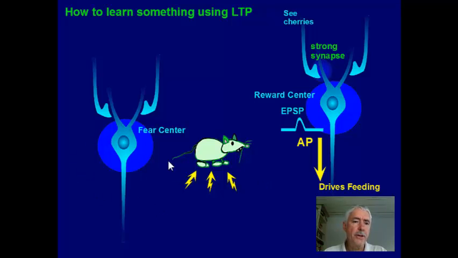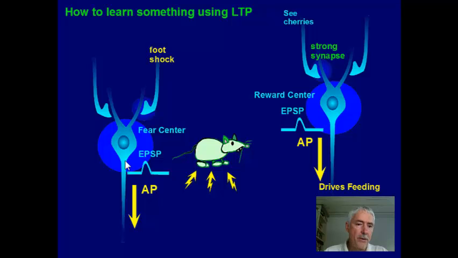Now the fear center, it's been hardwired for pain. So we get this foot shock, we have a strong synapse here, we get a strong EPSP, and thus an action potential going out along the axon to the terminal, various brain regions, and this drives defense behavior in the animal.